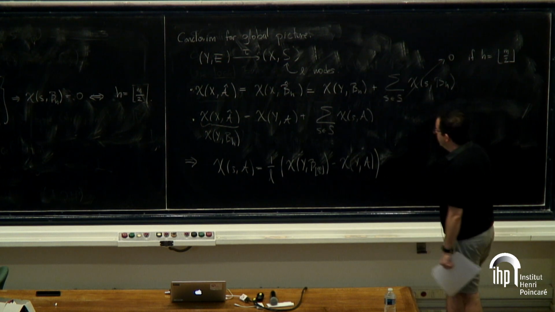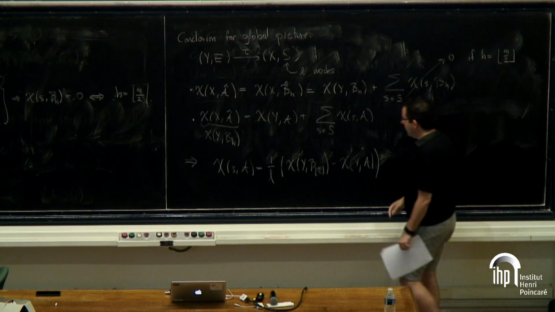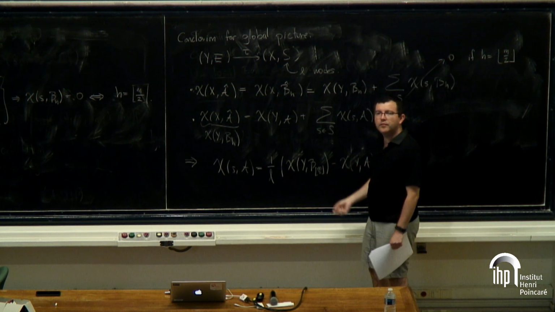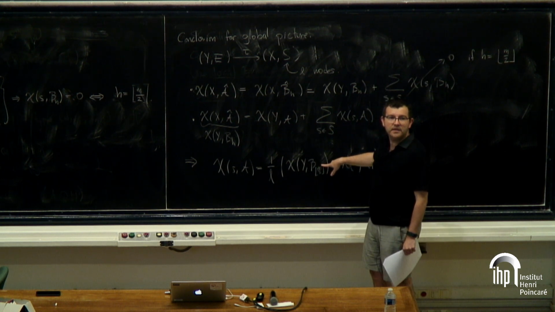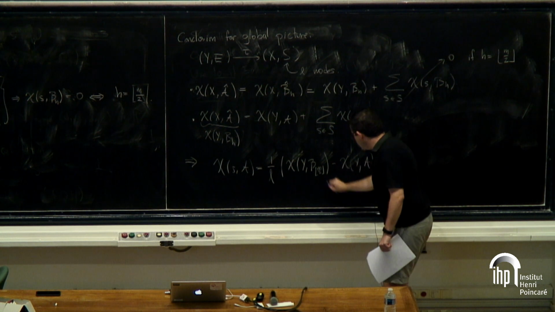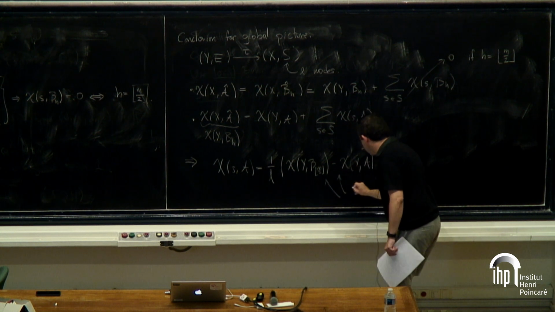Why is this great? This is good because, just as before, I can calculate these Euler characteristics from a Chern class computation. So this will be a Chern class computation.